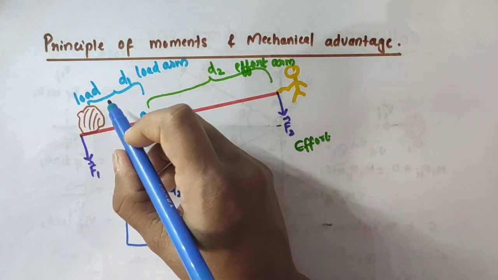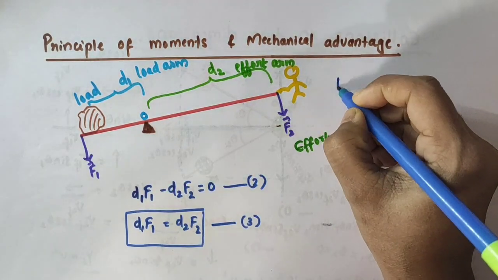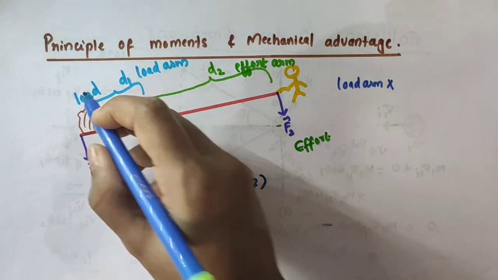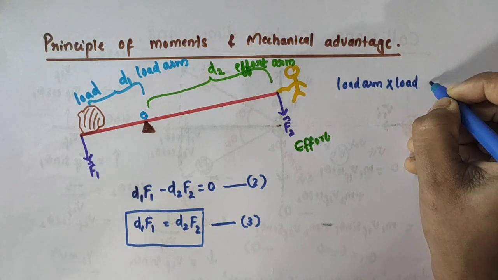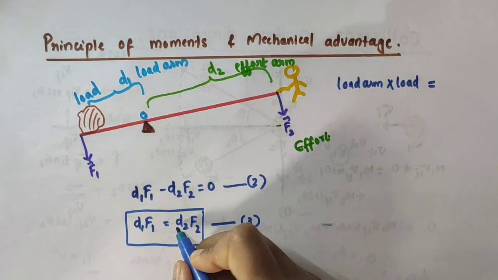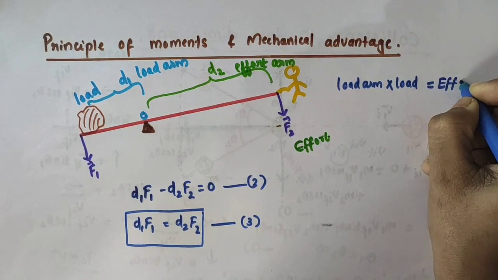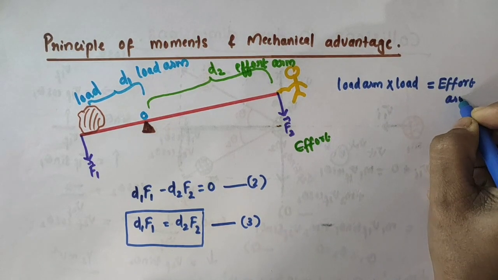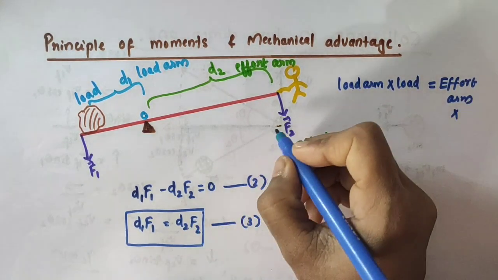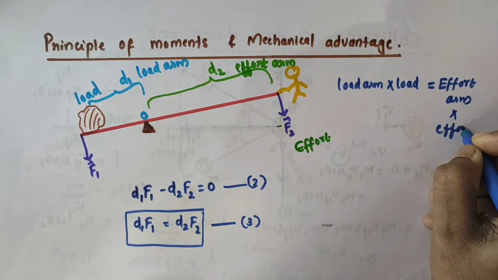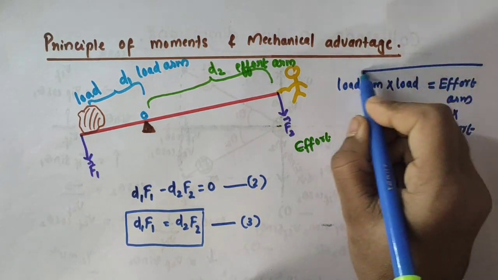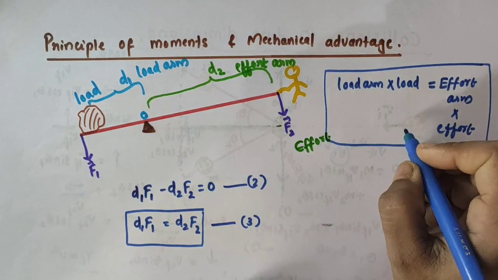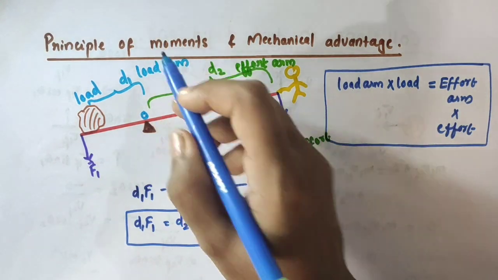What is D1? D1 is the load arm. So we can write load arm into, what is F1? F1 is the load. So load arm into load is equal to, then what is D2? D2 is the effort arm, and F2 is the effort. So load arm into load is equal to effort arm into effort. And this is the principle of moments for a lever.